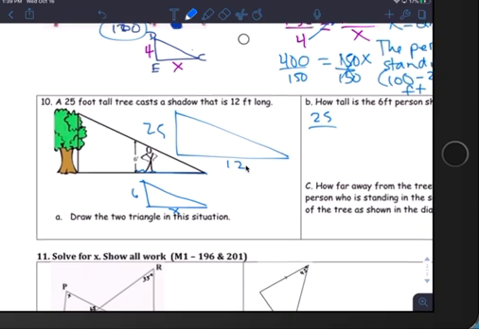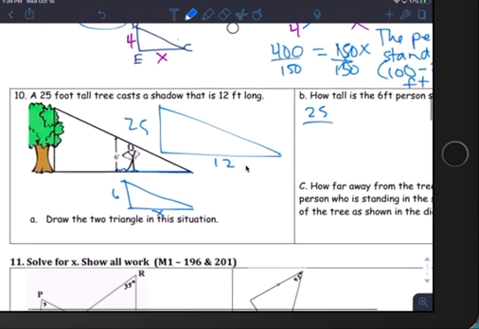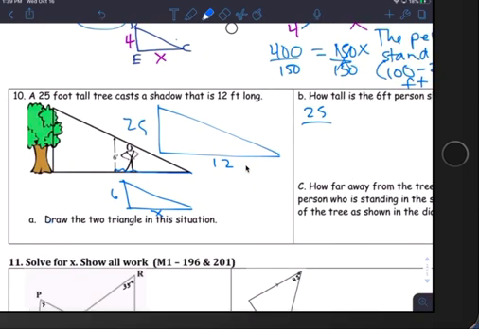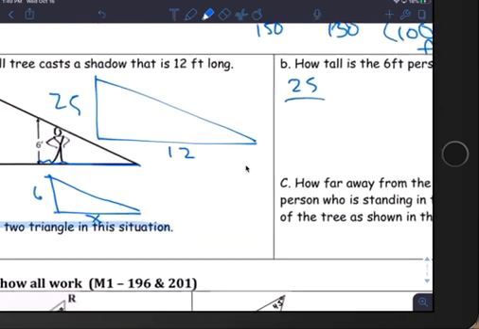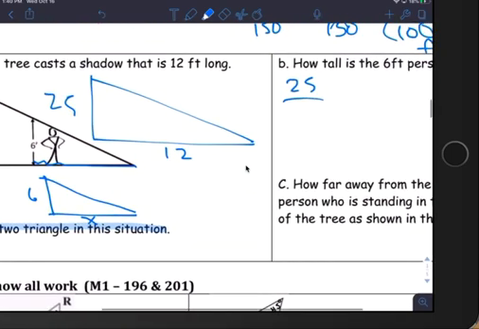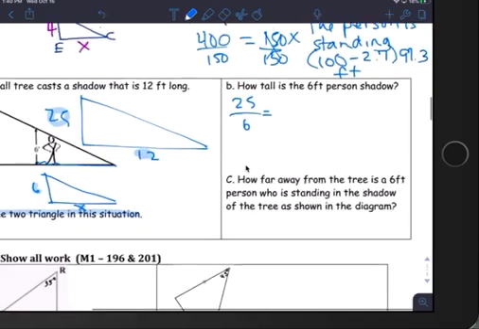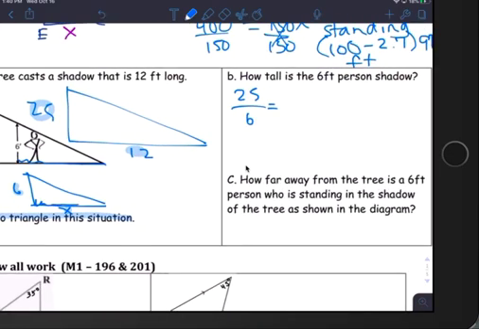Okay, so tomorrow with the quiz, you need to remember to draw these two triangles, okay? And if you do it correctly, you get 10 points, and make sure you label them correctly too. So you get 25 over 6 equals, how tall is the person's shadow? This is the person's shadow right here, equals 12 over the variable x, this other variable right here, corresponding sides.